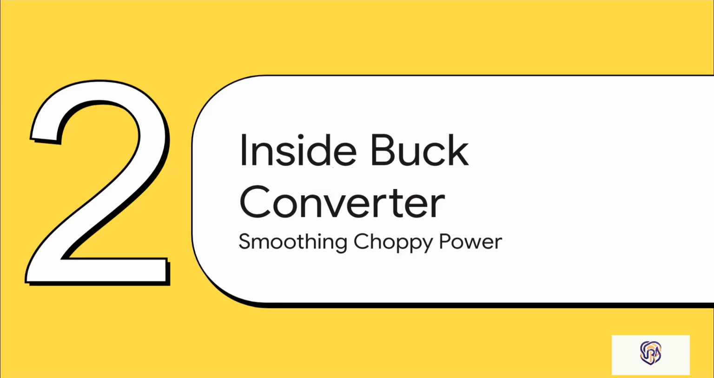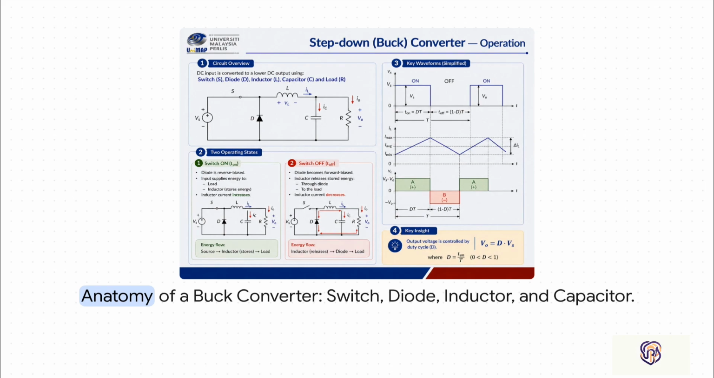Which brings us to section 2, inside the buck converter. Let's actually look at the anatomy of our solution here. We've got our switch, and to that we've added a diode, an inductor, and a capacitor. You can really think of the inductor and capacitor as physical shock absorbers for your circuit. Like if electricity is water blasting through a pipe, the inductor stores the momentum of that water, and the capacitor acts like a giant reservoir tank. Working together, they take those violent, pulsing spurts of energy from our fast-acting switch and smooth them out into a nice, steady, reliable stream for our load.